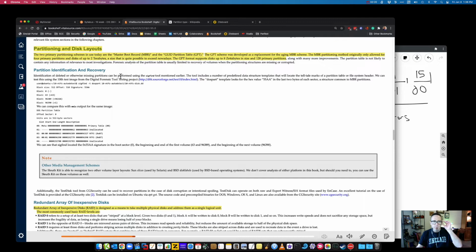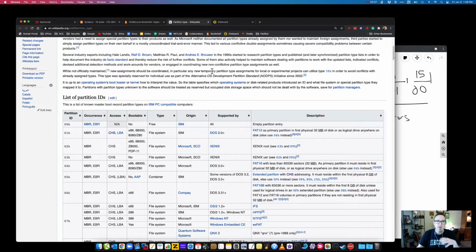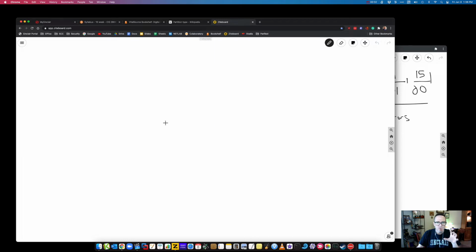So again, partitioning and disk layouts are very important to understand how your disk is laid out as evidence. How many partitions, how many operating systems, things like that. So first off, let's discuss how the bootloader works and how partitioning works.